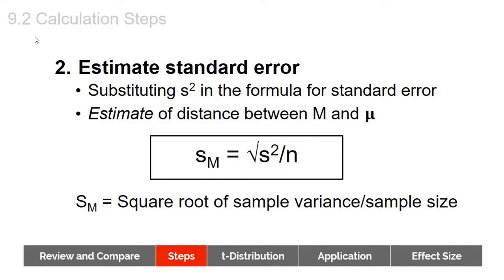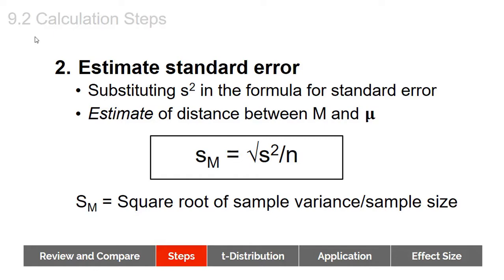The next thing we need to do when we're doing a t-test is to estimate the standard error. We're going to substitute the variance in the formula for standard error. We're going to estimate the distance between our mean and the population mean. When we were doing standard error before, we weren't estimating; we were saying this is the average distance between the mean and the population in terms of how means of populations vary. But since we are estimating our variance, now we have to estimate the standard error. We're going to compute some standard error, but we're going to say it's an estimate of what actually happens in the population.